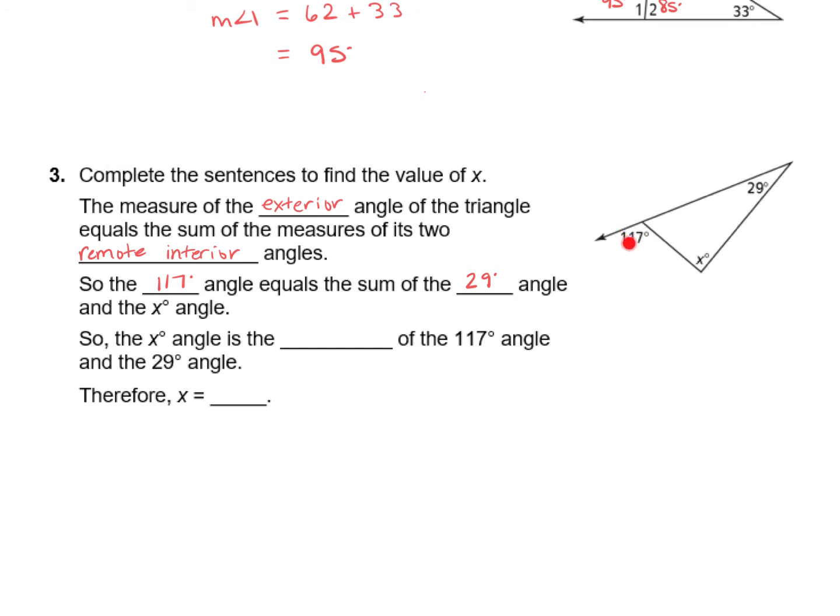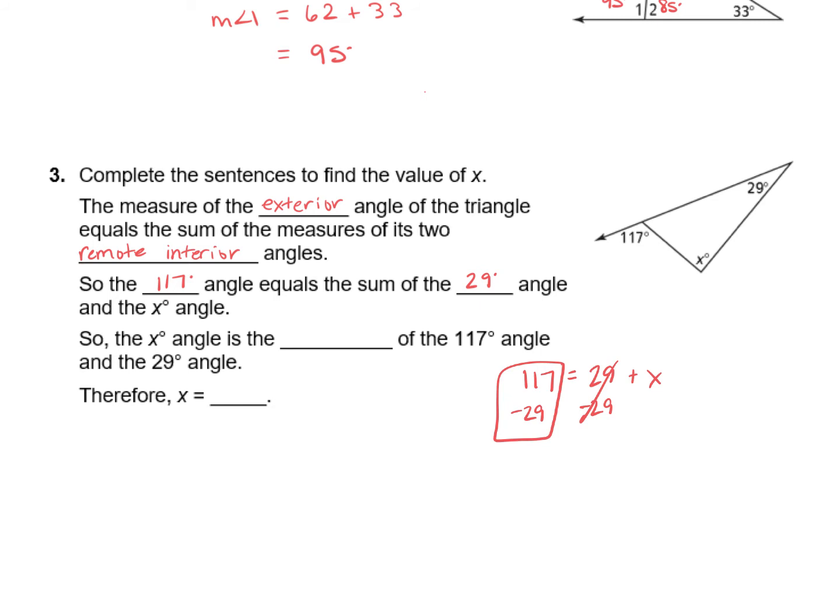So here's our exterior angle. It's going to equal the sum of 29 plus x. It's opposite remote interior angles. If we look at that just off on the side as an equation, we're saying that 117 is equal to 29 plus x. To solve for x, we would subtract 29 from both sides. And here's what they're asking us to fill in next.